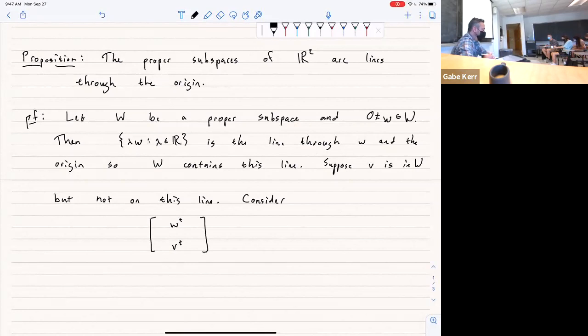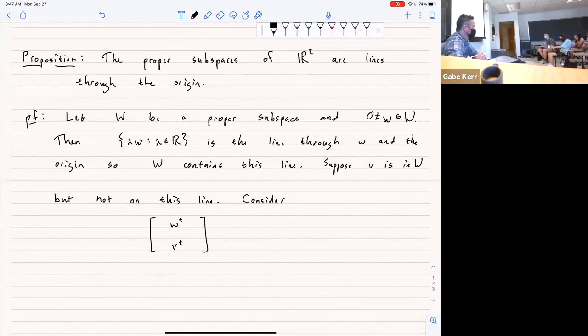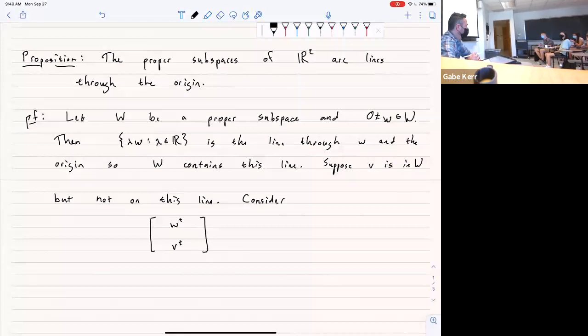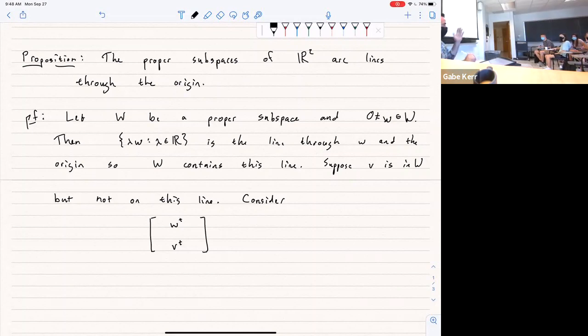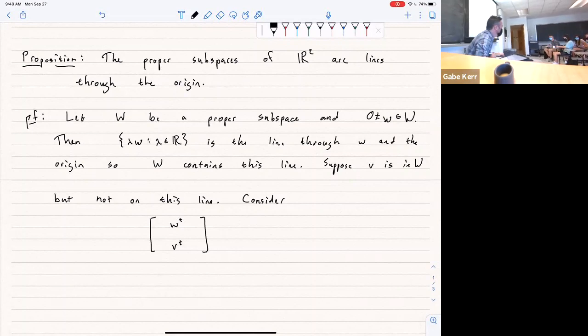What happens if I put this in reduced echelon form? What happens to this matrix if I put it in reduced echelon? Yeah. Good question. That's fancy language, man. I'm not there yet. We'll get there. It's not assumed that people have a linear algebra background. So yeah.